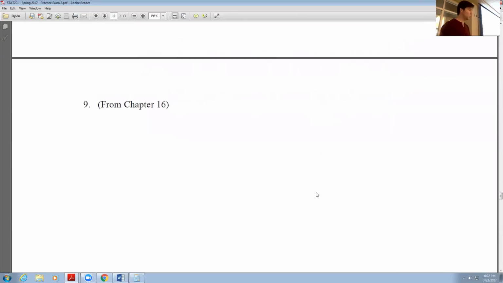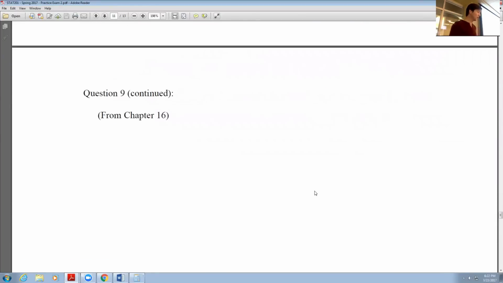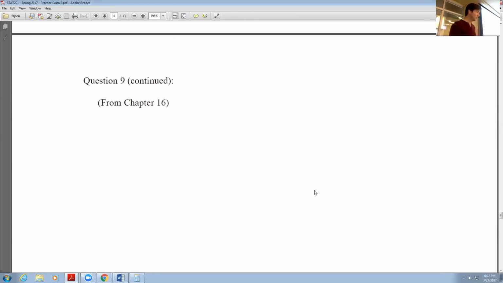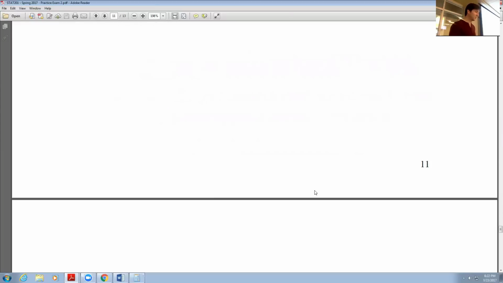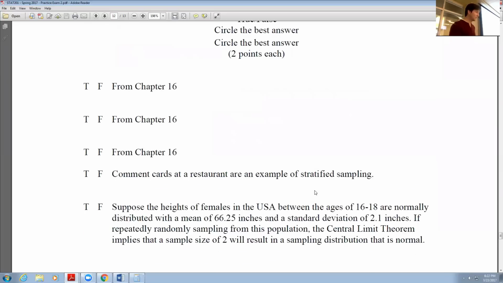But that does it for our time today because we go until 6:20. We just have that question right there. And does that say this one's removed? Question number 9 continued from chapter 16. So that's removed, and true, false.